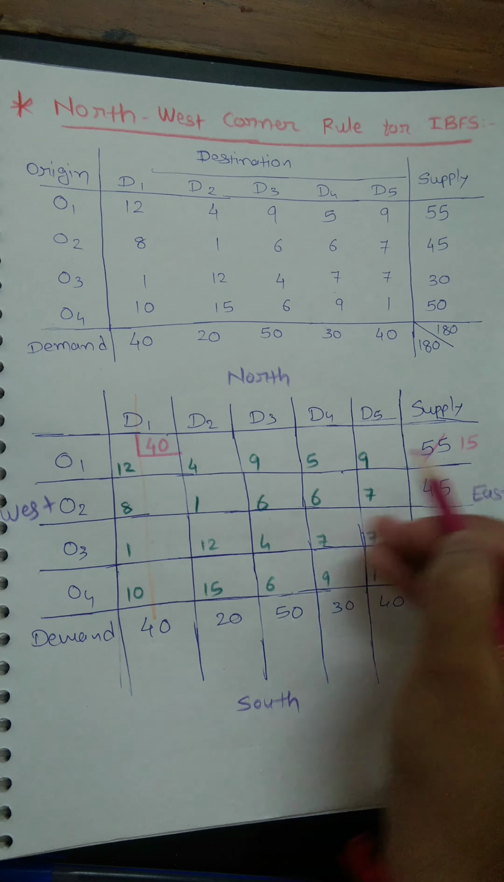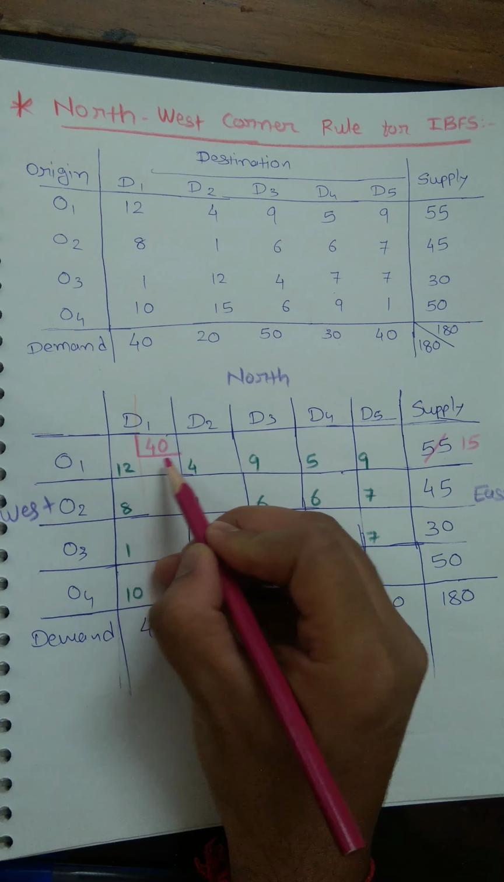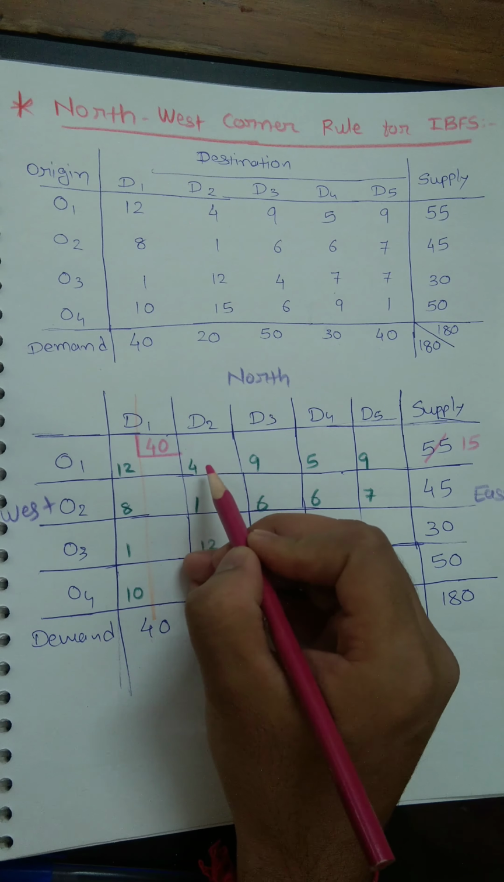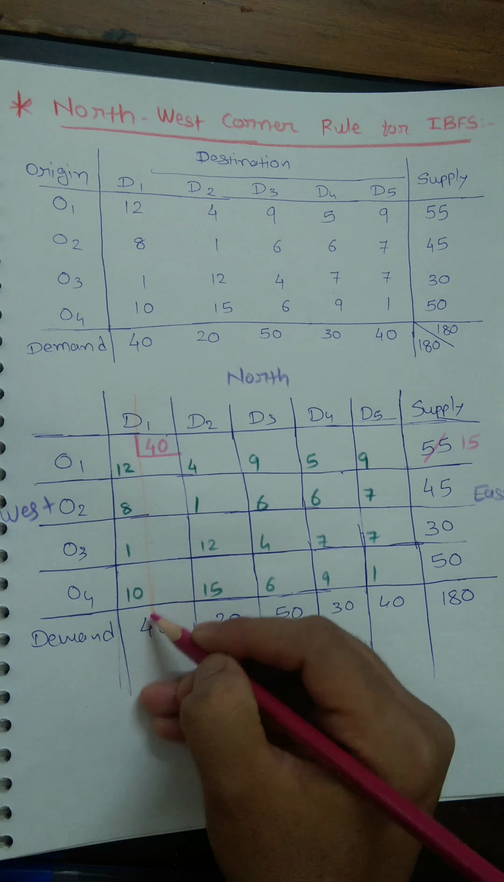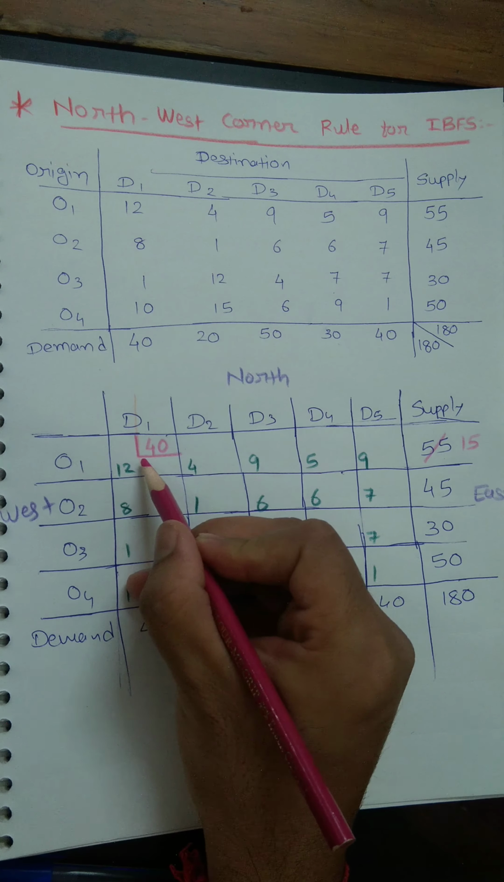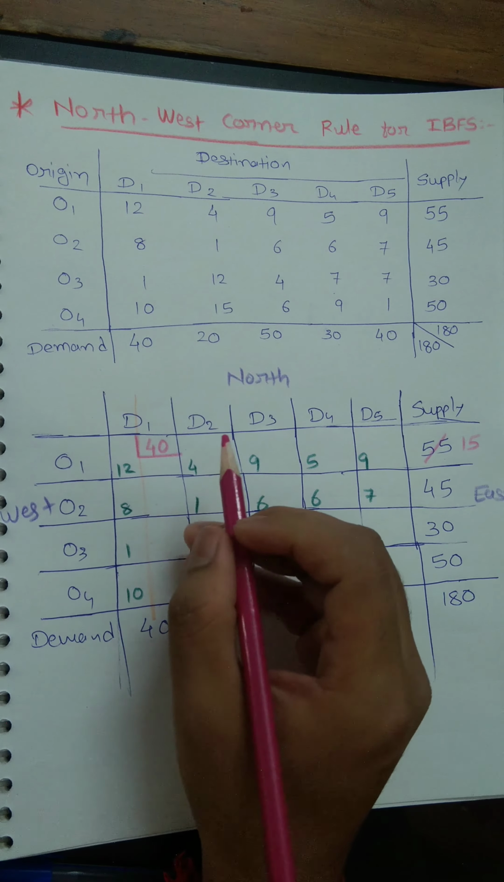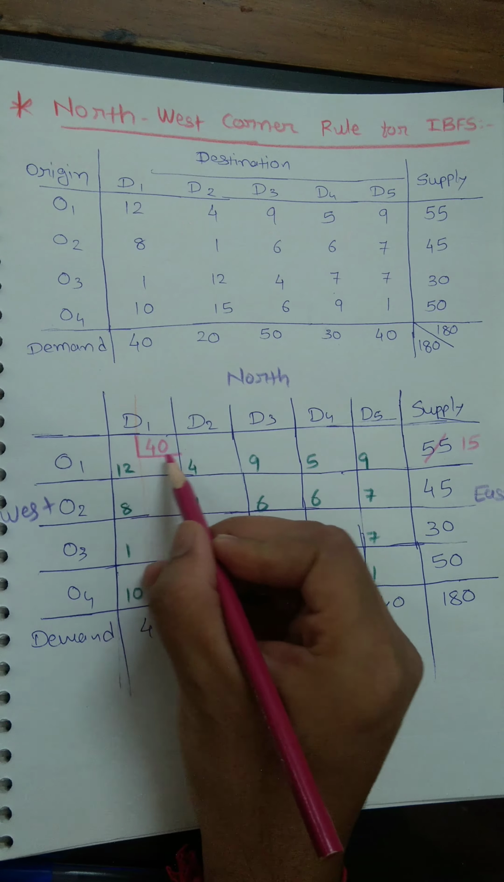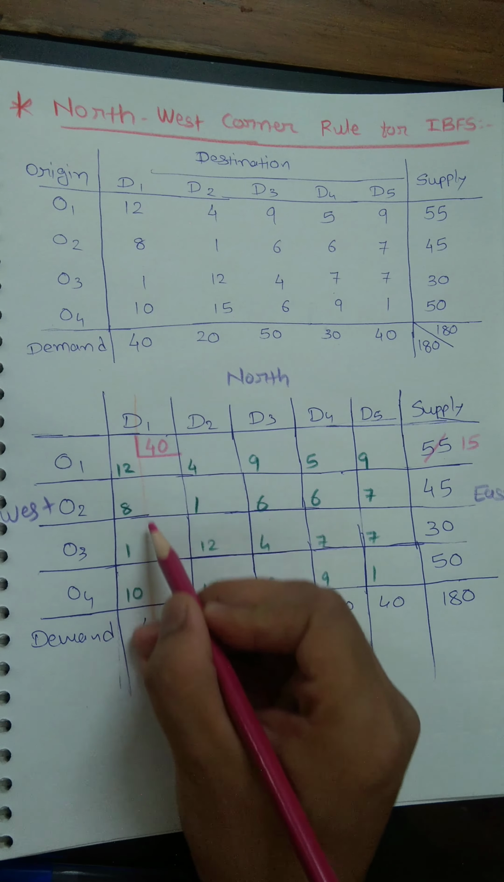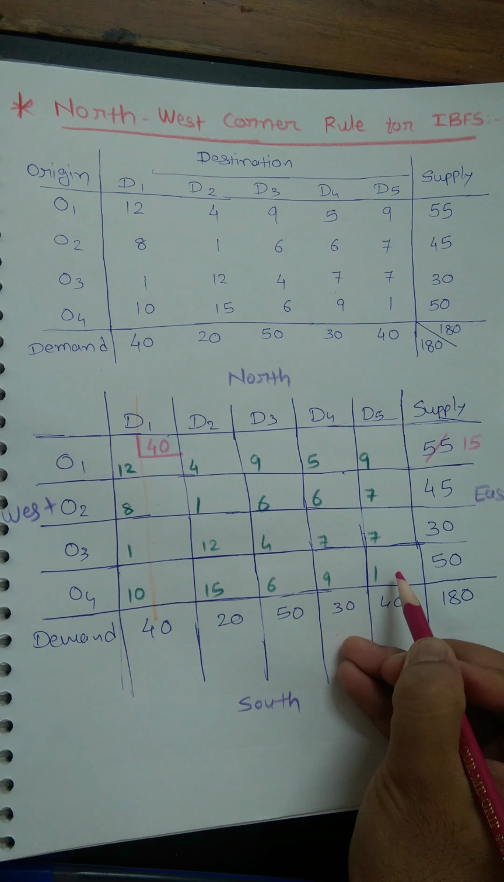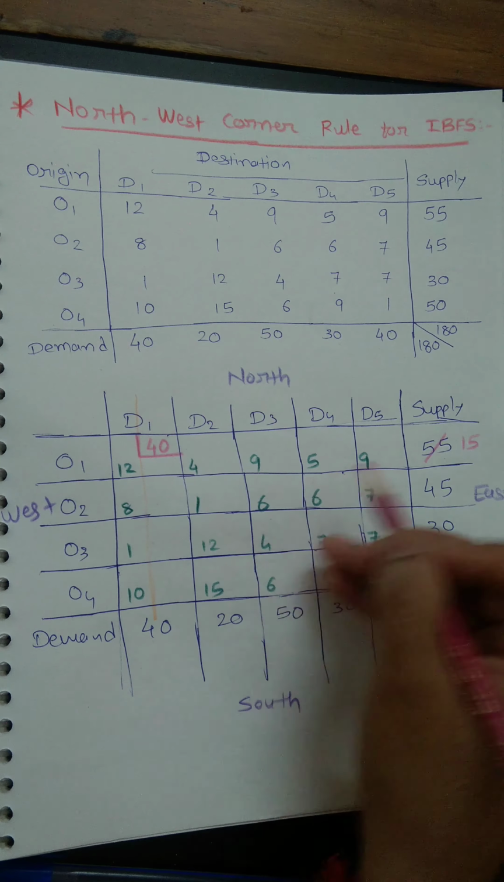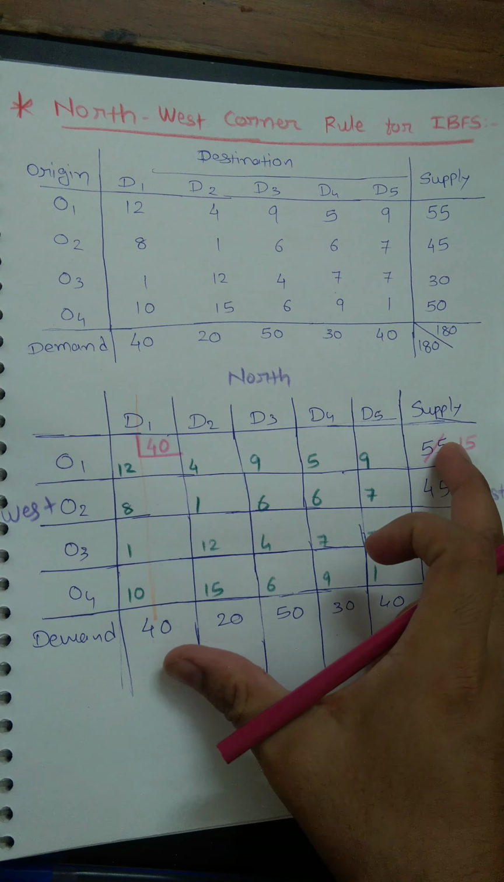Okay, so this 15 units will be further allocated in D2. Why? As we cannot move in this downward direction, the only direction available over here is the rightward. Only two movements are there. Either you can go rightwards or you can go downwards. You cannot move in the diagonal direction unless at both places there is the same number.